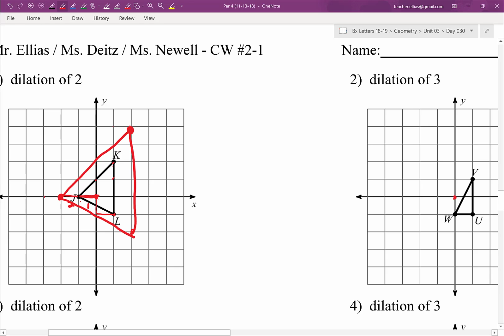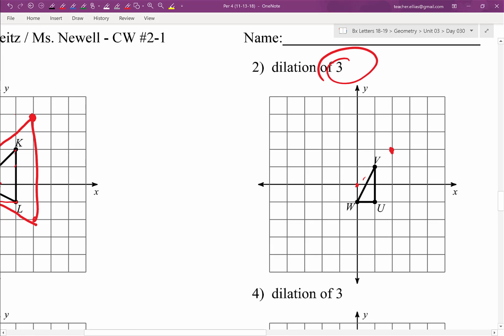Alright, so K was right here. So from the origin it goes 1, 1. No, it goes 1, 1. It goes here. Yeah, but it's a dilation of 3 though. Yeah, you gotta do it 3 times. So 1, 1, 1, 1, and then 1, 1. It's here. I want to try myself. 1, 1, 1, 1, 1, 1. And then 3 times, right?